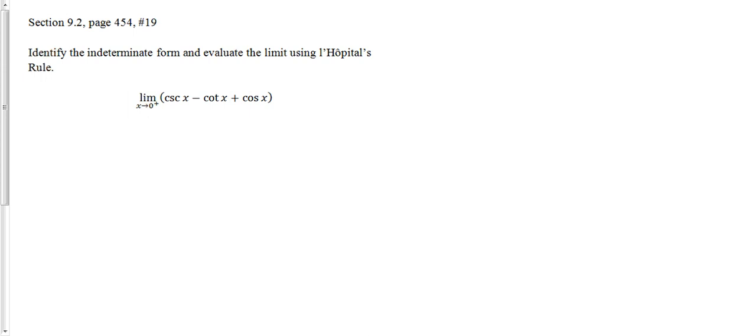And I think that it's important to write trig functions in terms of sines and cosines. At least that's what works for me. So let's start by rewriting this as the limit as x goes to 0 from the positive direction of, and what is cosecant x? Well, it's 1 over sine x. And cotangent x is going to be cosine x over sine x plus cosine x.